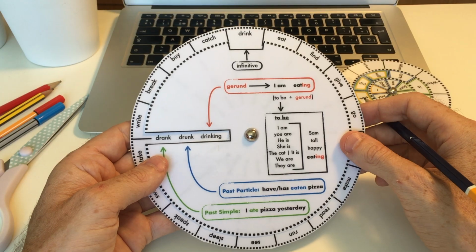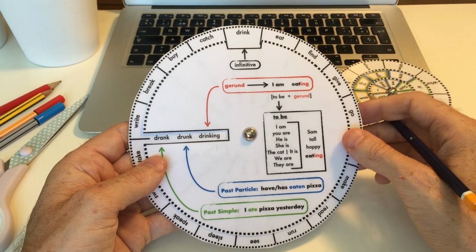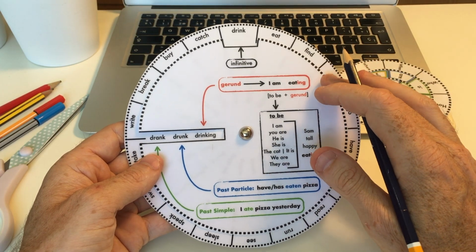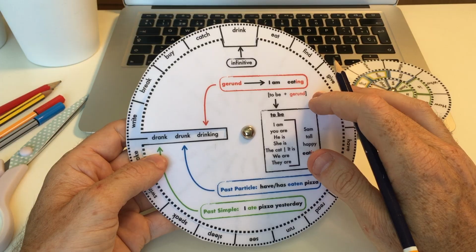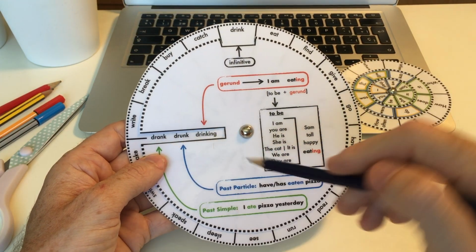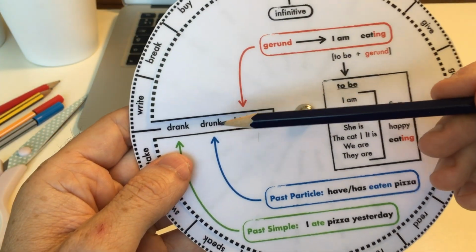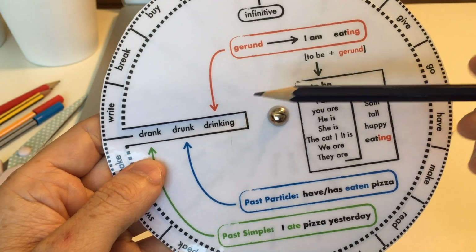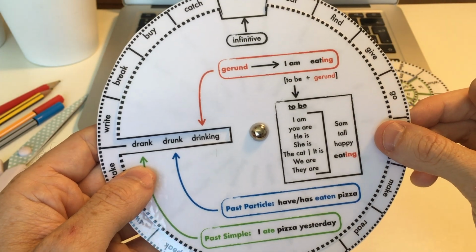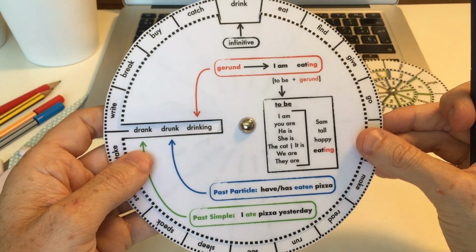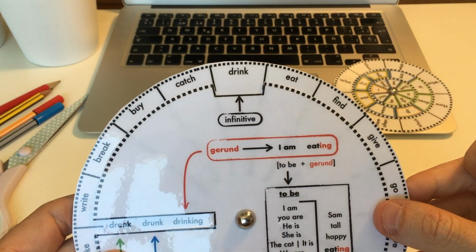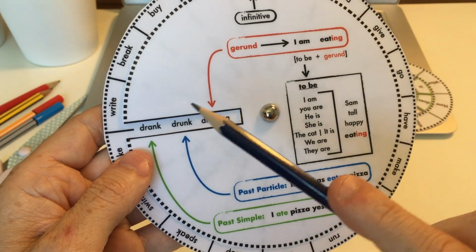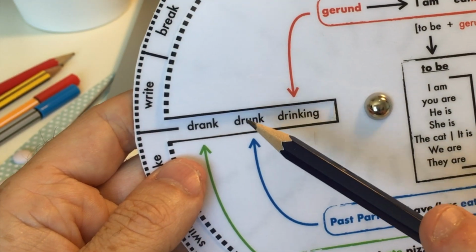So this is the irregular verb wheel. And rather than having a long list of verbs, the student can rotate this wheel and find the past simple, the past participle, and also the ing form, the gerund, which isn't usually included in the list that students get. So in this case, we have drink, which is the infinitive. And now we have here in the box, drank, drunk, drinking.